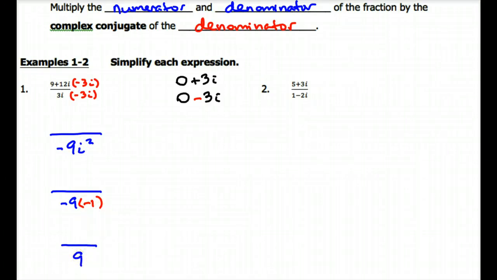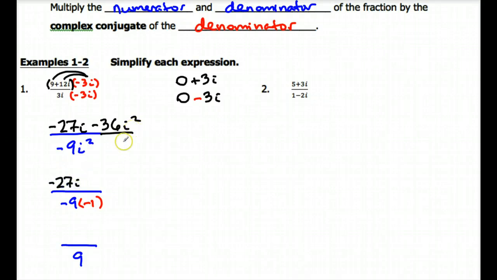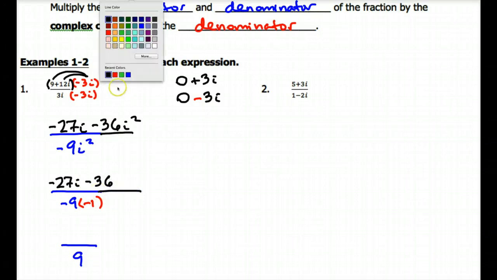Now let's go back and do our numerator. For the numerator, we just need to distribute here. This is the quantity 9 plus 12i. We're taking it times negative 3i. So I'm going to distribute my negative 3i here. 9 times negative 3i will give me negative 27i. And then negative 3i times 12i is going to give me negative 36i squared. Now I need to do the same thing in the numerator: I'm going to keep my negative 27i, but I'm going to change this i squared here to a negative 1. So this becomes negative 36 times negative 1.